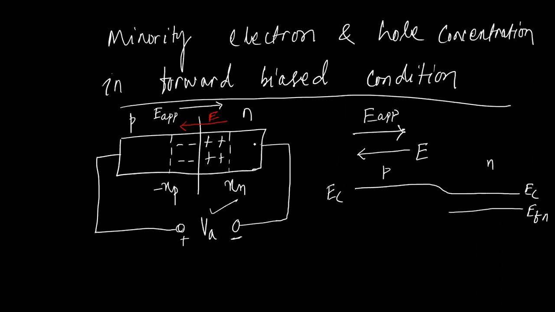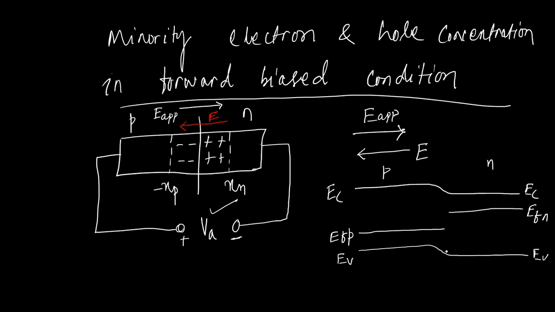So the average energy of the electrons will be more. The same way, the P region is connected to the positive terminal, so the Fermi energy level of the P side will move closer to the valence band, right? This is the bending of the valence band here. This is EV, and EV on the P side.